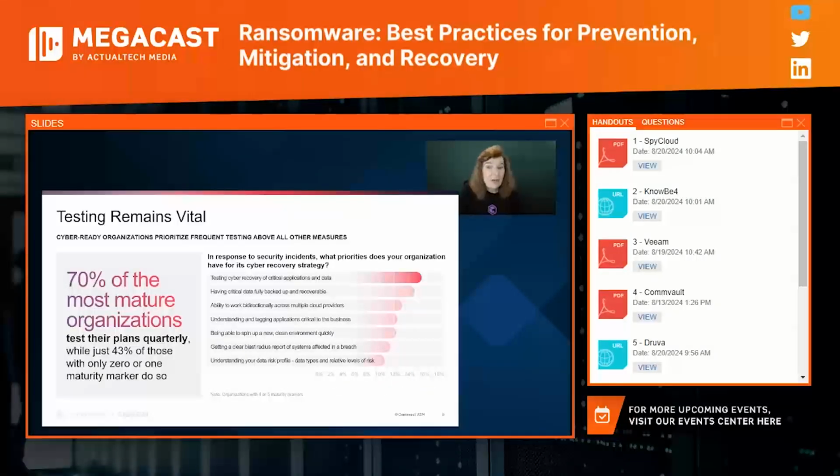The last key learning is about testing. We saw interesting trends here, most notably both more mature organizations with 4 or 5 markers and those who have experienced a breach before prioritize testing higher and practice testing and recovery exercises more regularly than those less mature and organizations that have not been breached, respectively. Testing helps you make sure you have recoverable backups and that the recoveries work as planned.